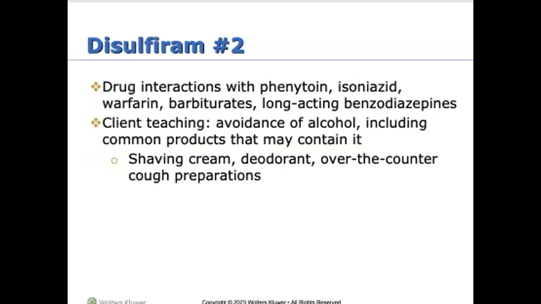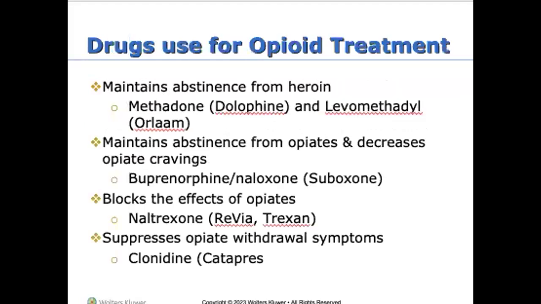We do need to be mindful, though. It can have interactions with other medications, and they can also have the same type of aversion reaction if they consume or use other products that typically contain alcohol. So things like cough medication, mouthwash, aftershave, hand sanitizer, all of those can have alcohol in them. And if they take the medication and handle those products, they can get that same aversion reaction.